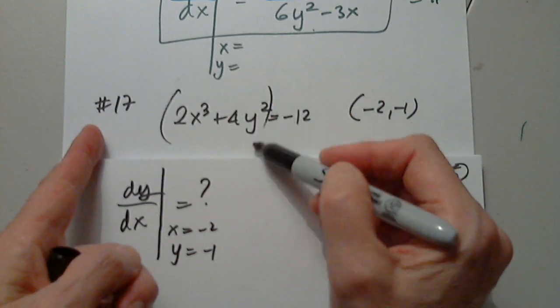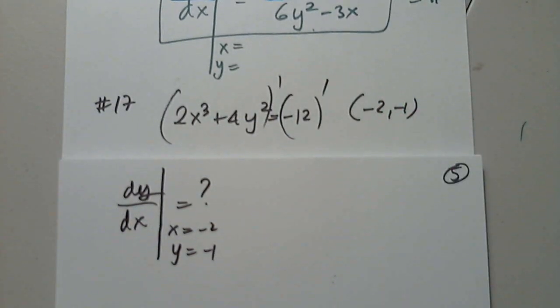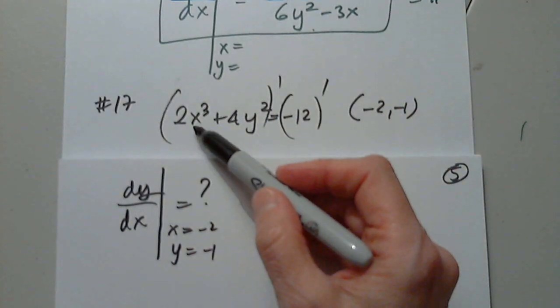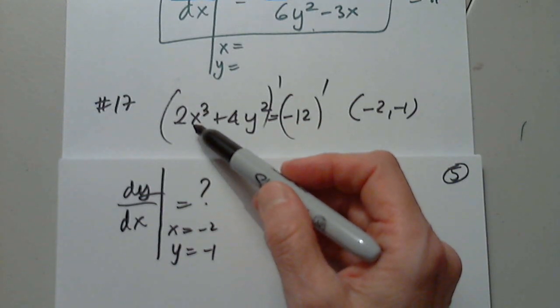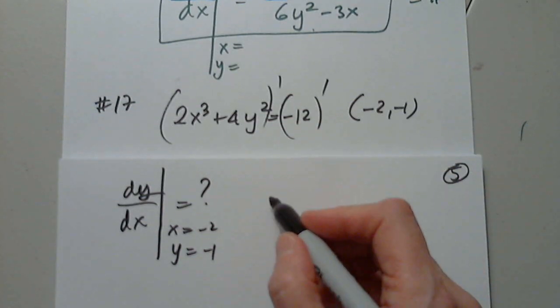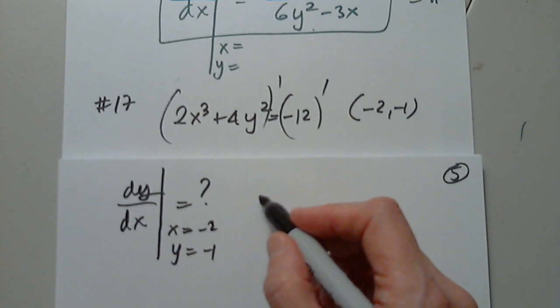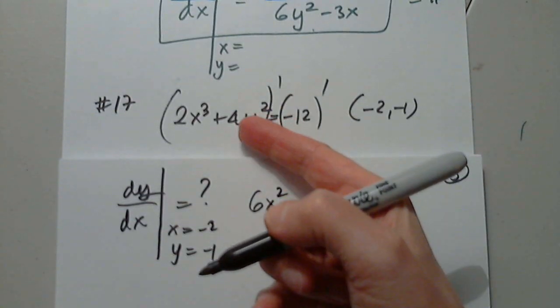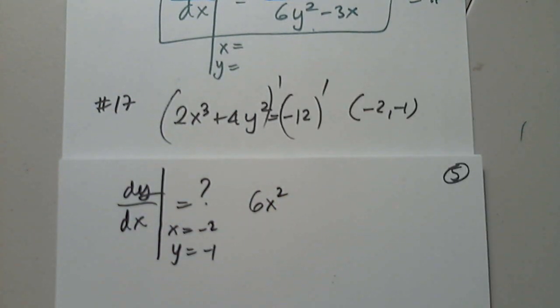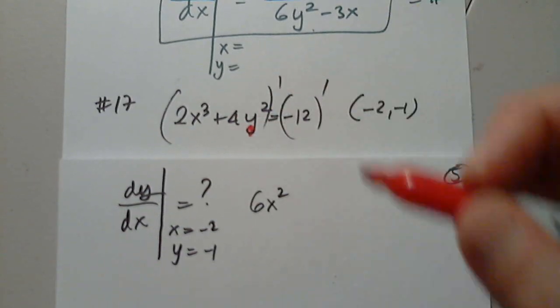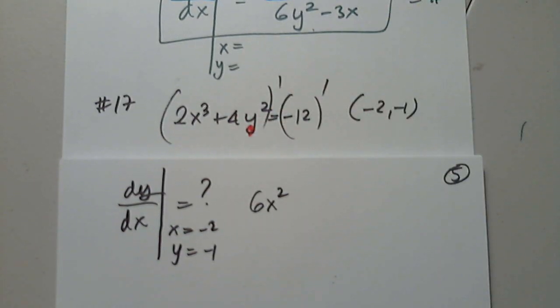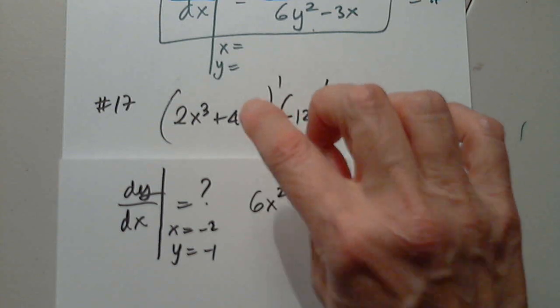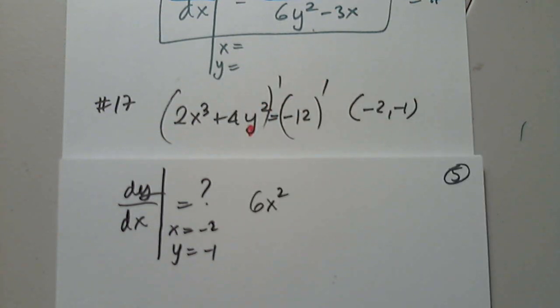I have to differentiate implicitly. Now let's see what we get. Can anyone differentiate 2x cubed for us? 6x squared. Very good. And don't forget, can anyone help us differentiate 4y squared, knowing that y is a function?